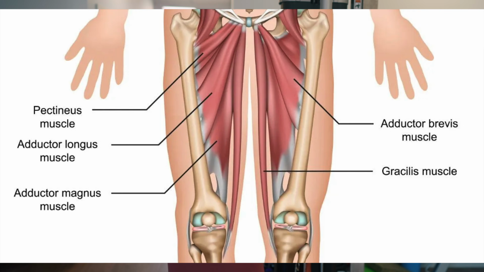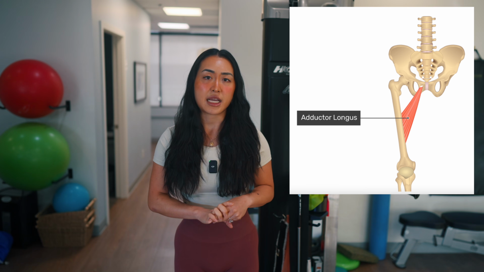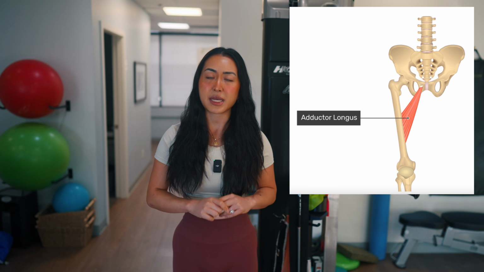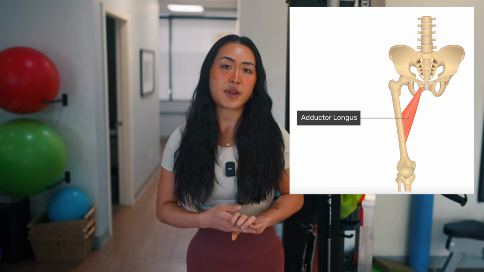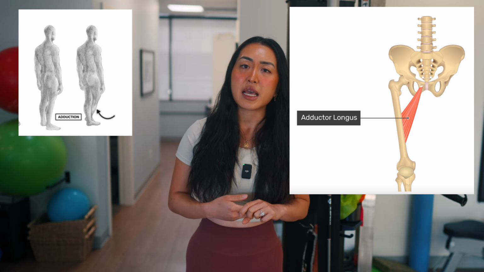Our hip adductor muscles are these muscles right here, and they include the adductor longus, the adductor brevis, and the adductor magnus. The adductor longus originates from the pubic body under the crest and inserts onto the middle third of the medial linea aspera. It is innervated by the obturator nerve, and its primary functions include hip adduction, hip flexion, and hip external rotation.